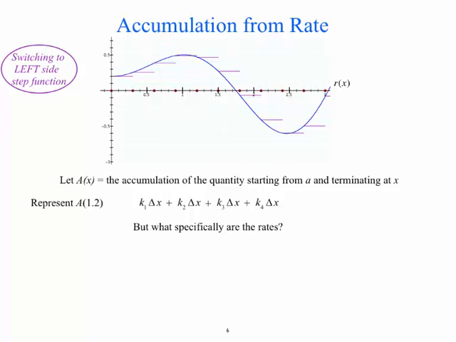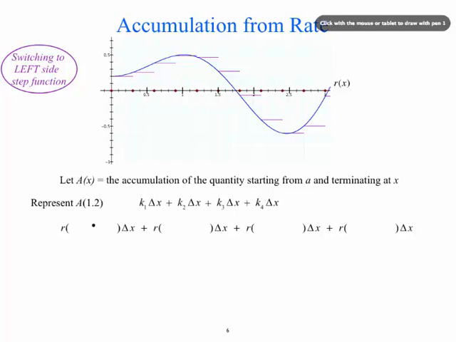But what specifically are the rates? We need to get those rates as a function of x. They're going to be r values. So we're going to find out exactly what those rates are. What's the first rate? R of what? 0, right? If we're using left now. Now we switch to left. So that first rate will be r of 0.